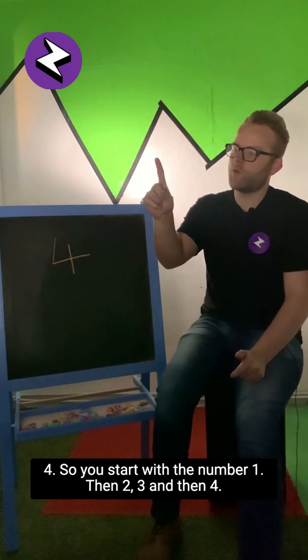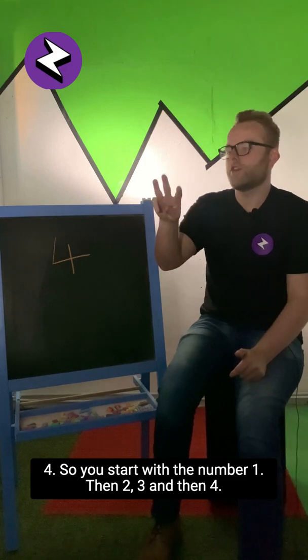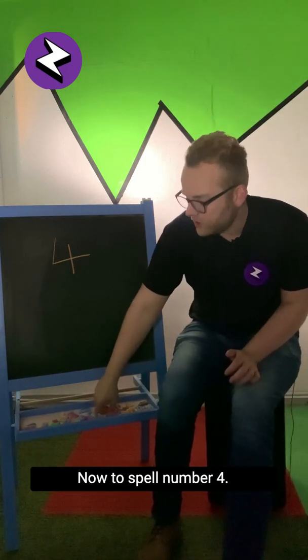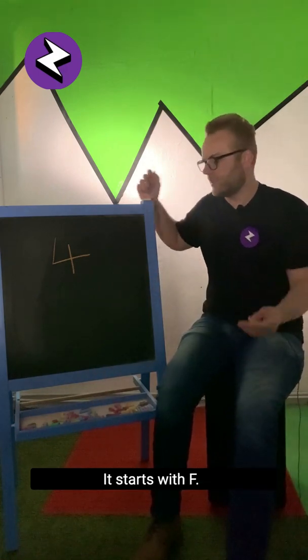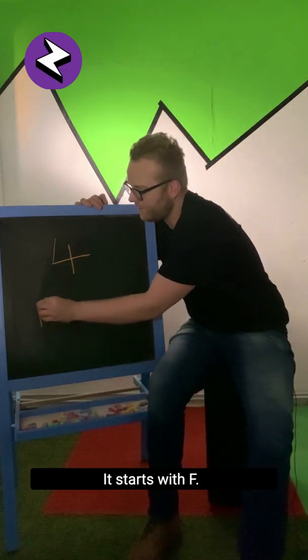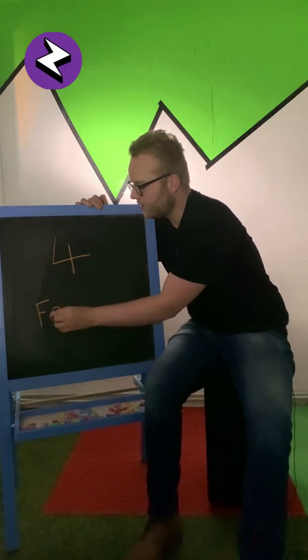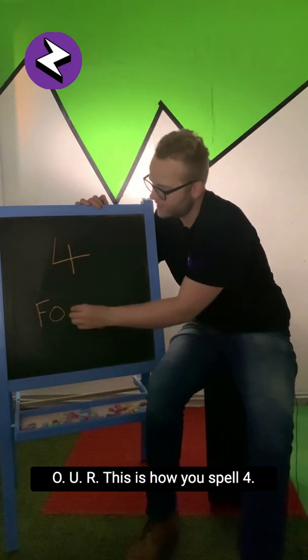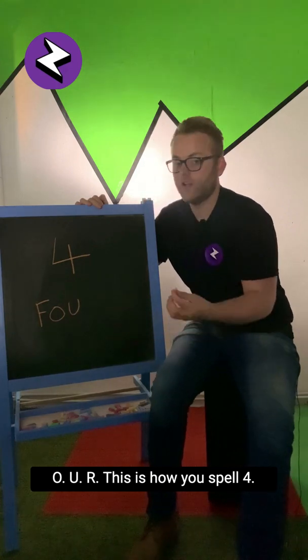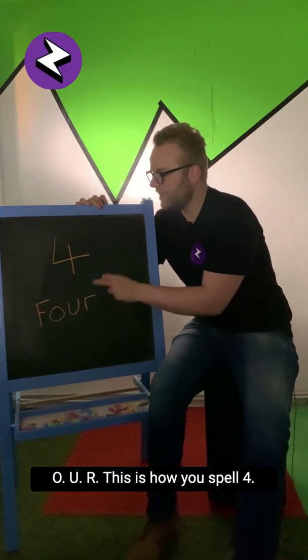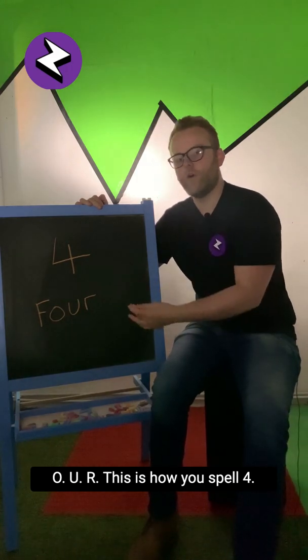So you start with number 1, then 2, 3, then you're on 4. Now, to spell number 4, you do it like this. It starts with F, O, U, and R. So this is how you spell 4.